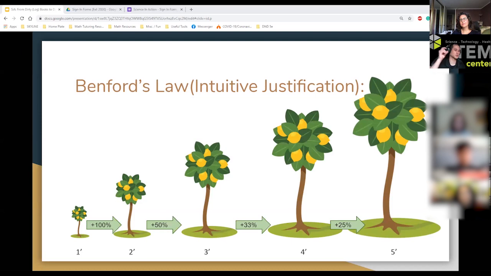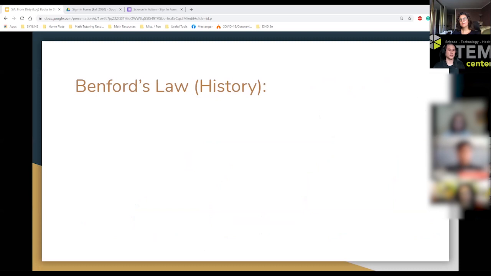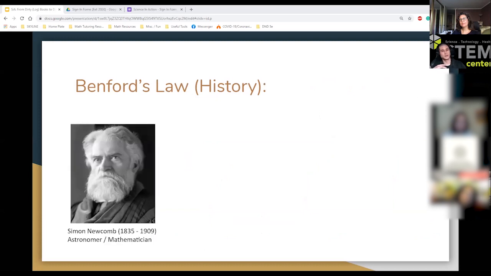And so this sequential decline in percentages of growth lends itself to the intuitive justification as to why Benford's Law holds true, right? Having seen this justification, I want to go back a little bit and examine Benford's Law's history. Where did this even start? Where did this even come from? And it all starts, ironically, with Simon Newcomb.